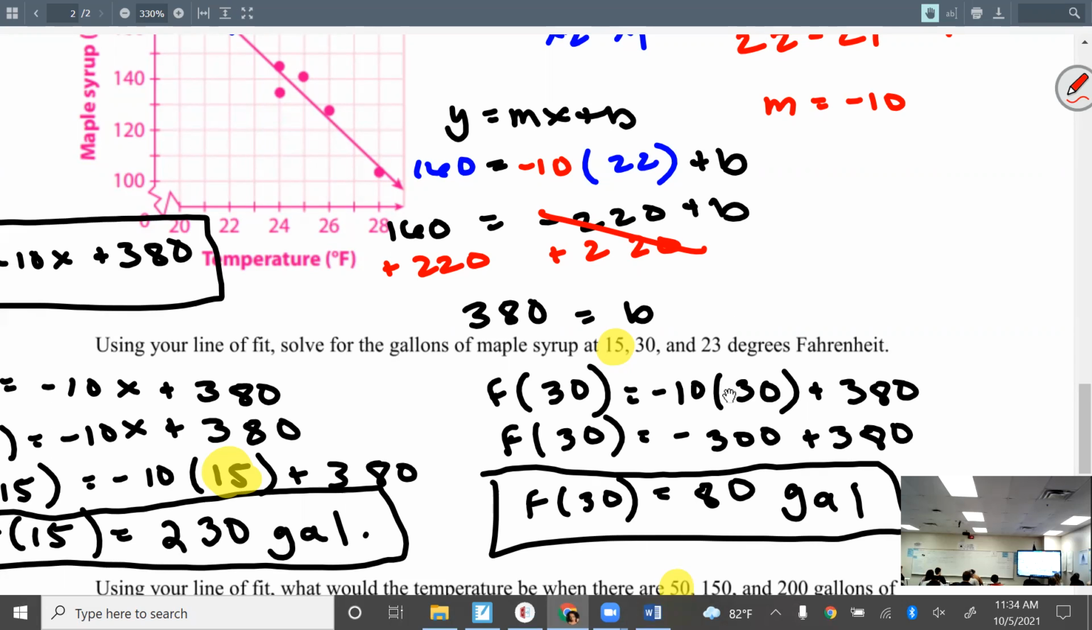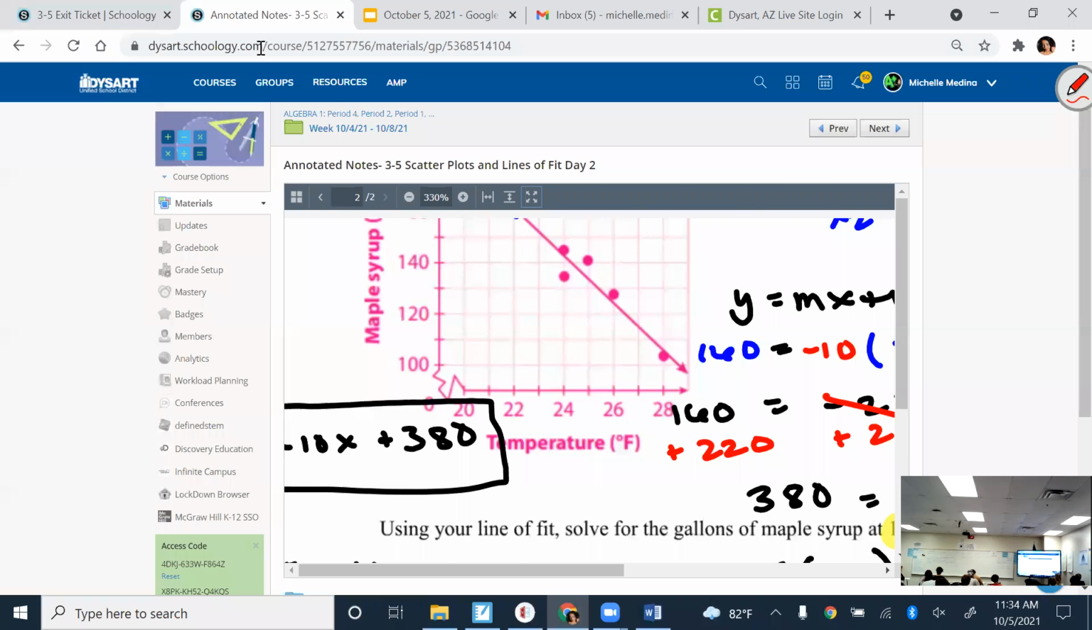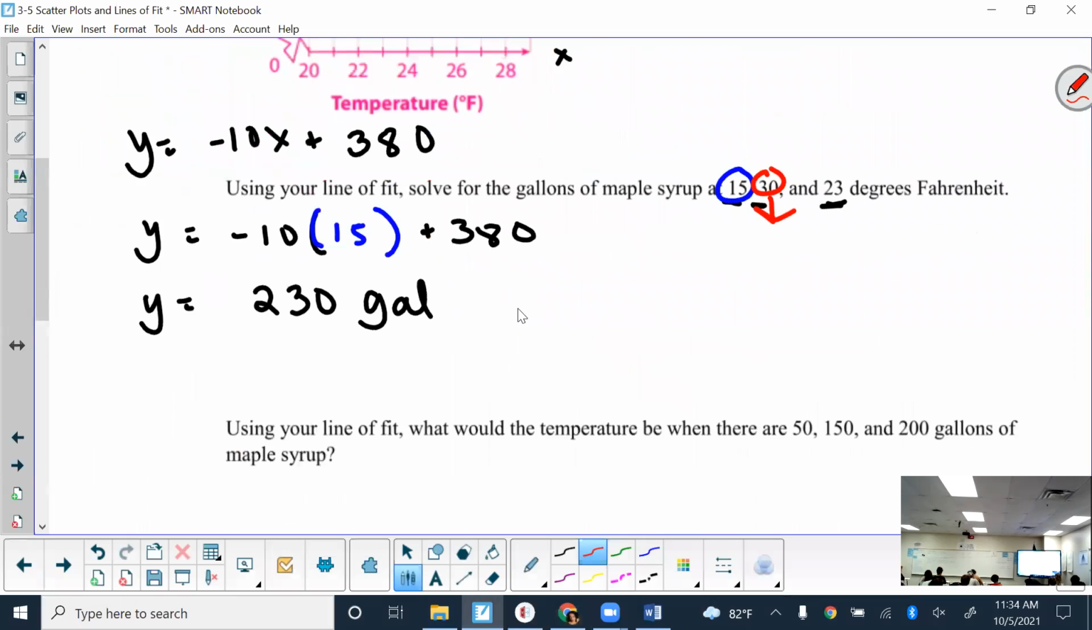All right, so make sure we're trying these and not just waiting for me to put them up, because now I'm moving on to something else and you guys are writing fast. Know that you're plugging in 30 and solving. You're going to need to frantically copy from the board right now. All right, but moving on.